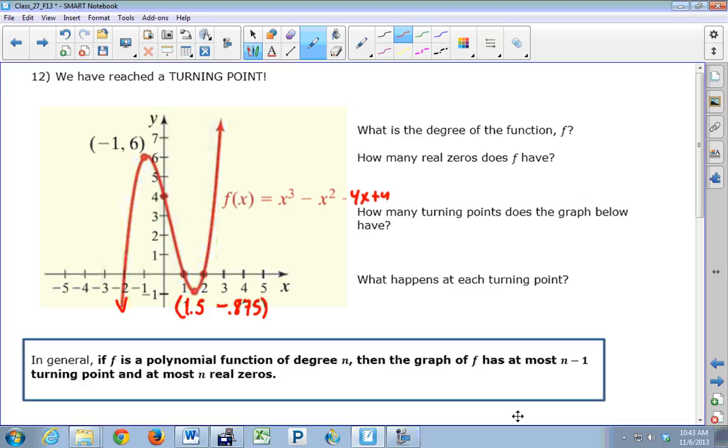What do we do to find the degree of the function when it's written as an addition and subtraction expression? When it's in terms, what's the degree of this particular polynomial? The highest exponent. So the degree here is 3.